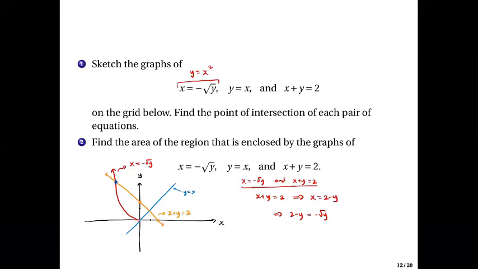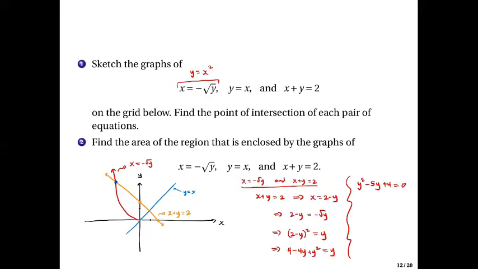After solving for y, we will obtain the point. So we square both sides. We'll have 2 minus y quantity squared equal to y, or we will have what? 4 minus 4y plus y squared equals y. And then we simplify this, we bring this y here to the other side of the equation. We'll have y squared minus 5y plus 4 equals 0.